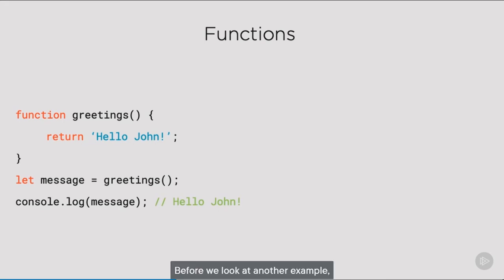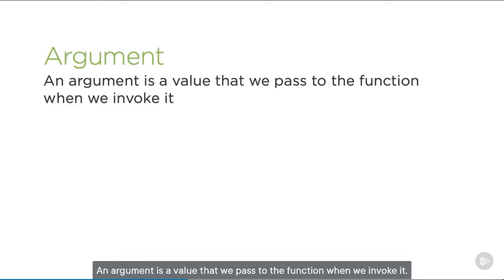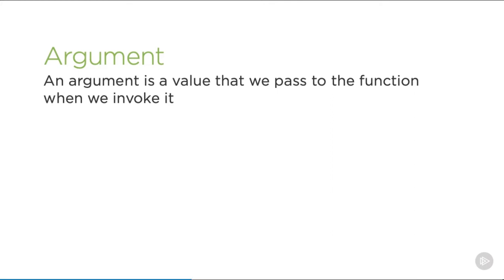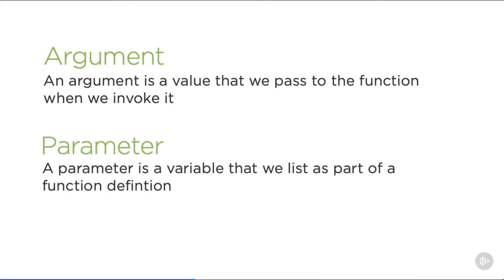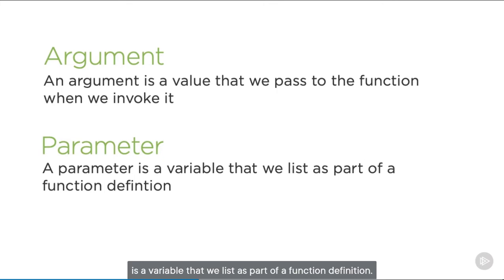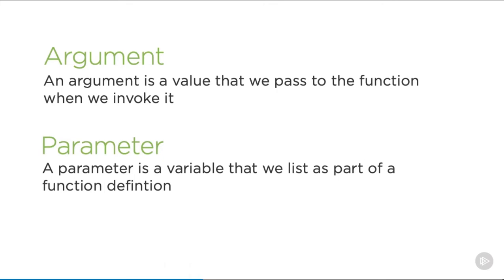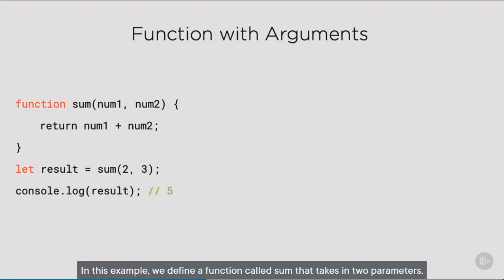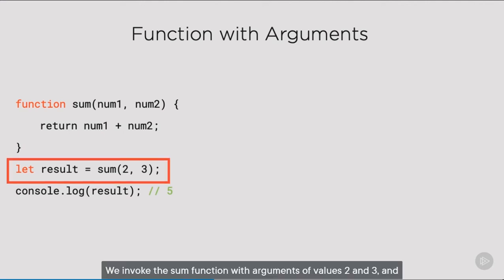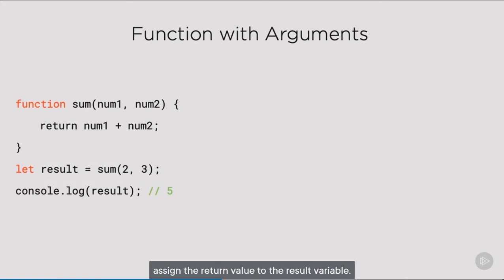Before we look at another example, let's clarify the difference between an argument and a parameter. An argument is a value that we pass to the function when we invoke it. A parameter, on the other hand, is a variable that we list as part of a function definition. In this example, we define a function called sum that takes in two parameters. We invoke the sum function with arguments of values 2 and 3 and assign the returned value to the result variable. Finally, we output the value of result variable to the console.